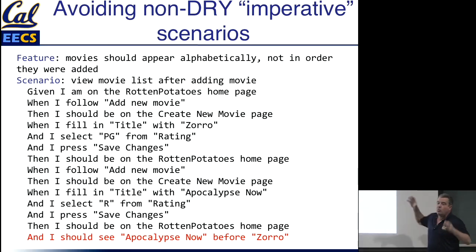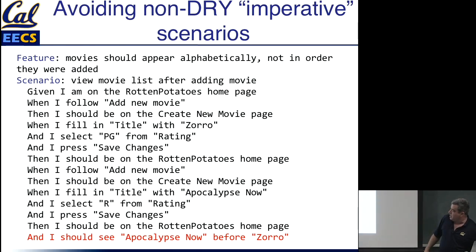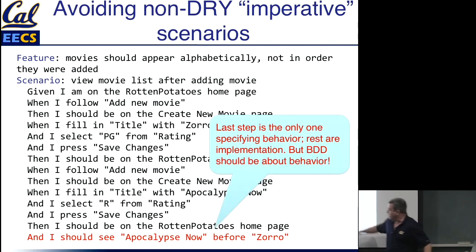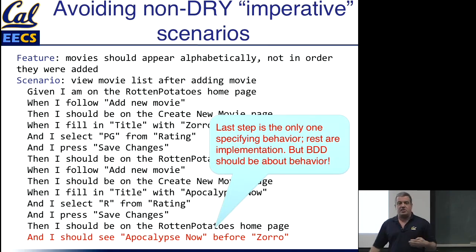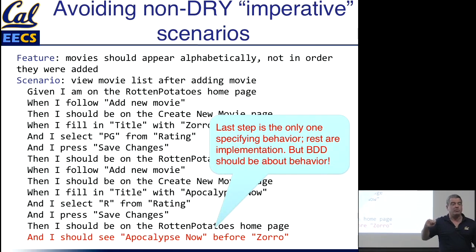So there's nothing wrong with this from the standpoint of, is it actually testing the functionality? The problem is, from the point of view of being a good scenario, this is the only step in the whole thing that actually speaks to the behavior you want it to specify. Right? The whole point of behavior-driven design is that you're focusing the tests and your interaction with the customer and everything, not on the implementation, but on the behavior. All of this stuff in here is about implementation.